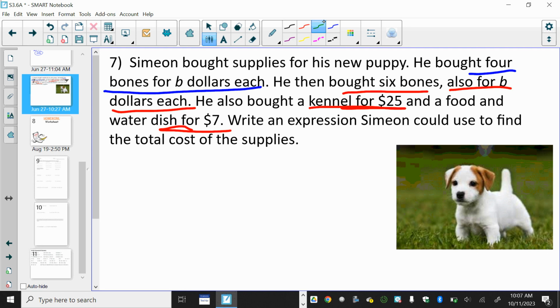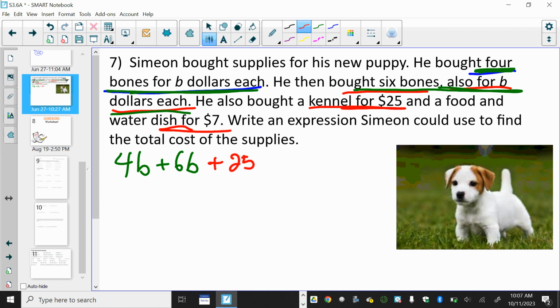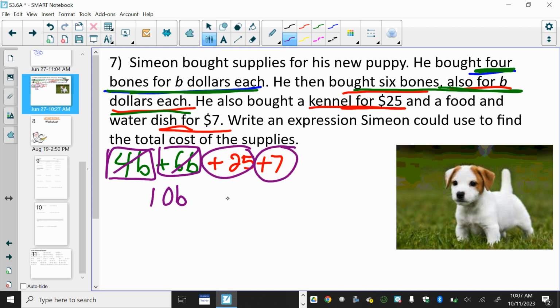So, Simeon bought supplies for a new puppy. Let's talk about 4 bones for $3. So b's are the variable, 4 is the number we're given, so let's write that as 4 times the money for a bone. Then he bought 6 bones, also for $3 each, plus 6b. And then we'll do the other colors, do red. That's about a kennel for 25, 1 kennel, so we just need 25 one time, and a water dish for 7. Now we're going to combine our like terms, so 4b plus 6b is 10b. 25 plus 7 is plus 32. That's going to be our expression.